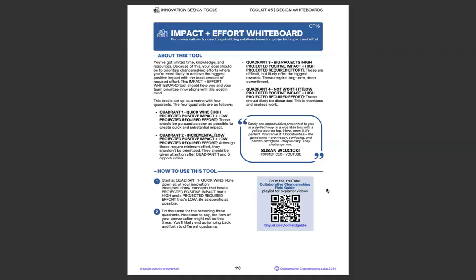Quadrant 3, top right, big projects. These are high projected positive impact and high projected required effort. These are difficult, but likely offer the biggest rewards. These require long-term deep commitment. These are the real things that are going to create change over time, but they're going to require a lot of effort. So you want to get some quick wins from quadrant 1 in the meantime.